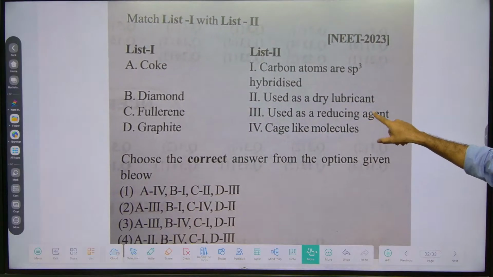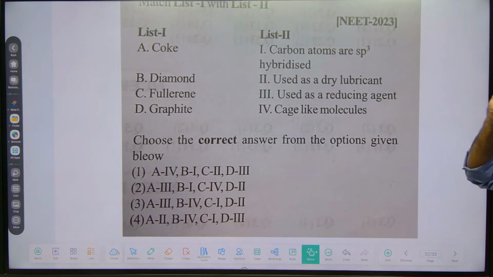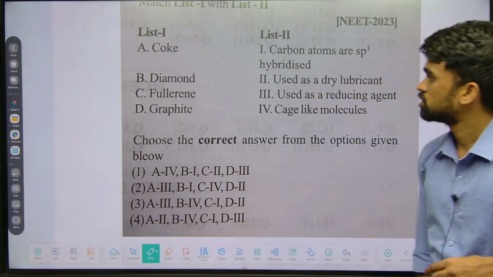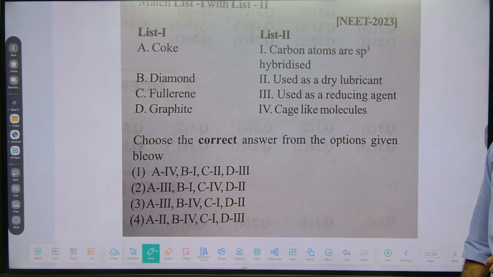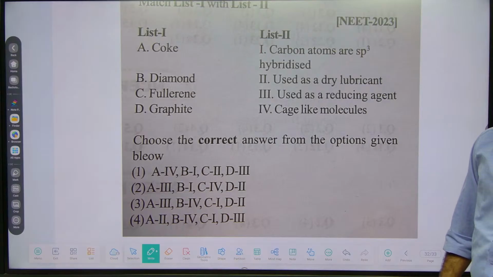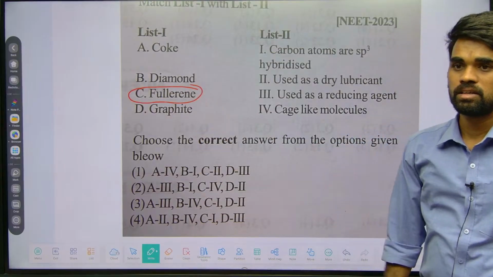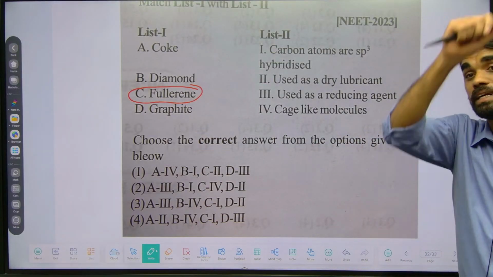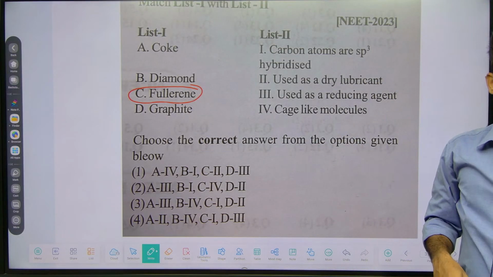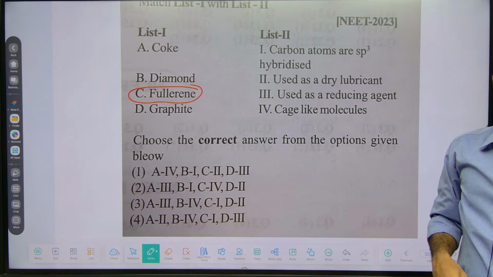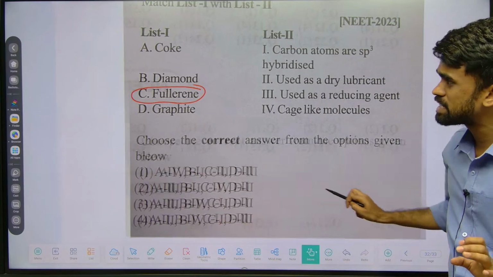Yes, this one you tell me. Graphite is? Do you know anything about fullerenes? Like you have seen from the 10th class, like footballs, buckyballs, they will say. Okay, let us finish the discussion here itself.